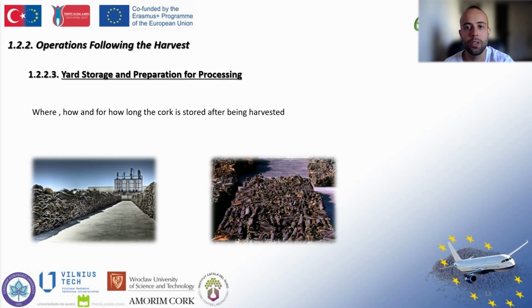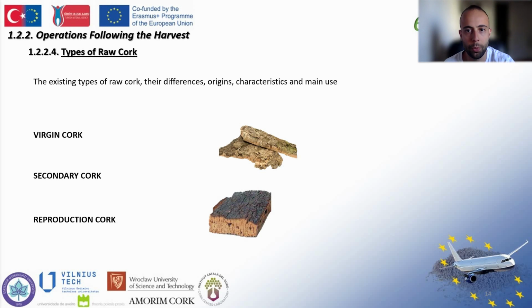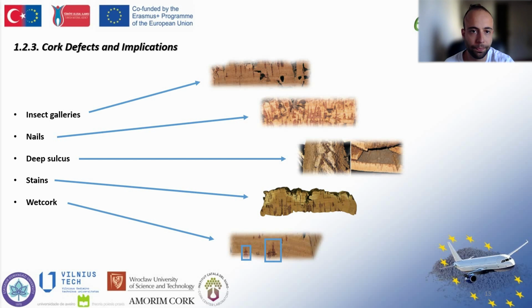In the operations after the harvesting of the cork, we will see where and how it is stored in order to start the preparation for processing. We will learn about the different types of raw cork, which are virgin cork, secondary cork, and reproduction cork, their differences, characteristics, and main use.